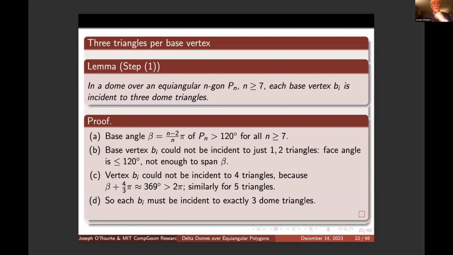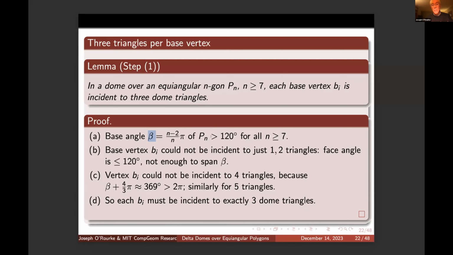So again, the claim is that if n is at least 7, then you have to have 3 dome triangles incident to each base vertex. And the reasoning is actually not that difficult to understand. So the base angle, let's call it beta, is this expression. And if n is greater than or equal to 7, the base angle is bigger than 120. Of course, if it's a hexagon, it's 6, and it's exactly 120.